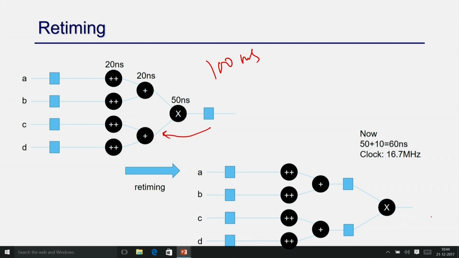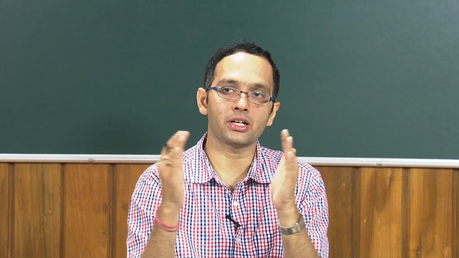So now what will be the maximum delay? So this is 20, this is 20, this is 50, and there are other delays. So the maximum will be 60, right, 50 plus some other factor. So the period is 60 nanoseconds. So you are going to achieve a higher clock, right, 16.7 megahertz. So this is something called retiming. So you just move your registers in your design so that you can break the critical path, right. So you try to reduce the critical path length.